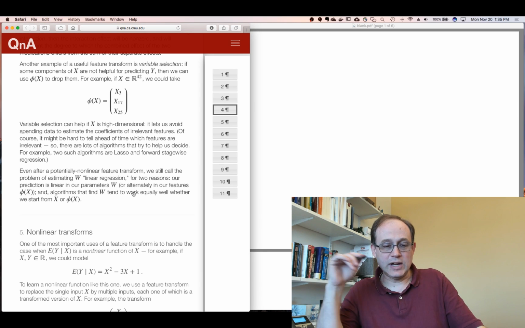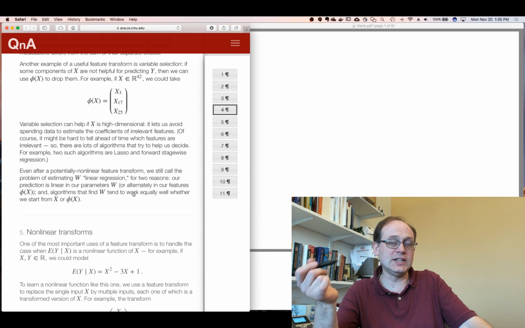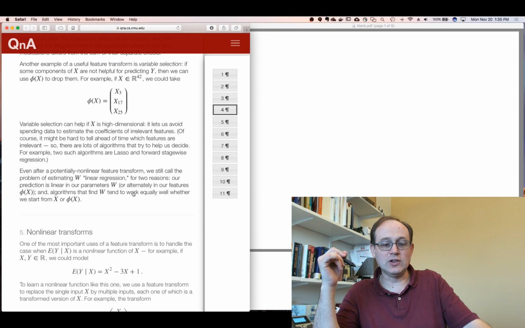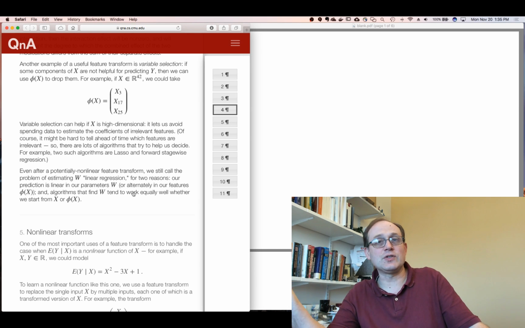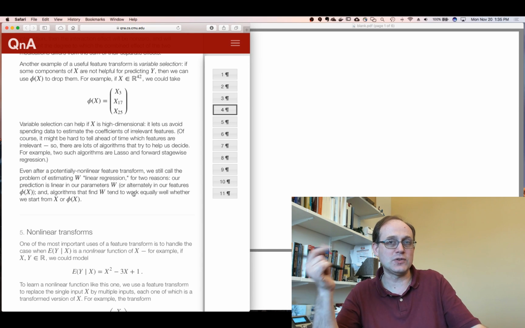Okay, so even after this possibly nonlinear feature transform, it's still called linear regression. The main reason for that is that it's still linear in the parameters w, and it's also linear in the transformed features, and those are the things that matter for designing algorithms.